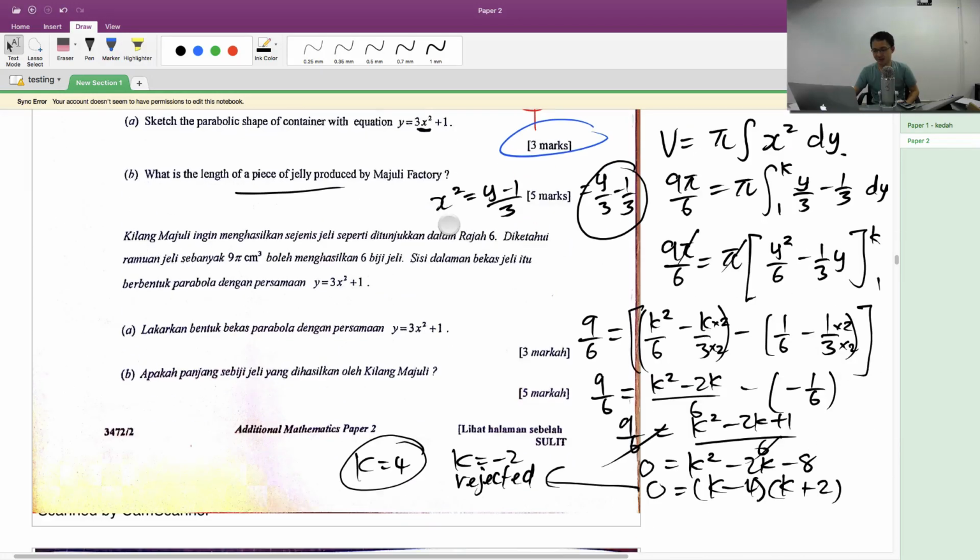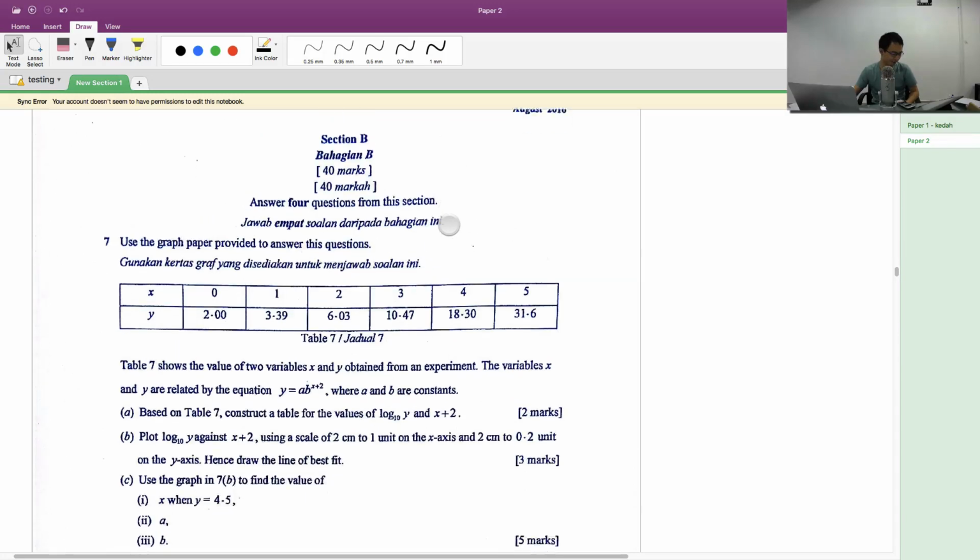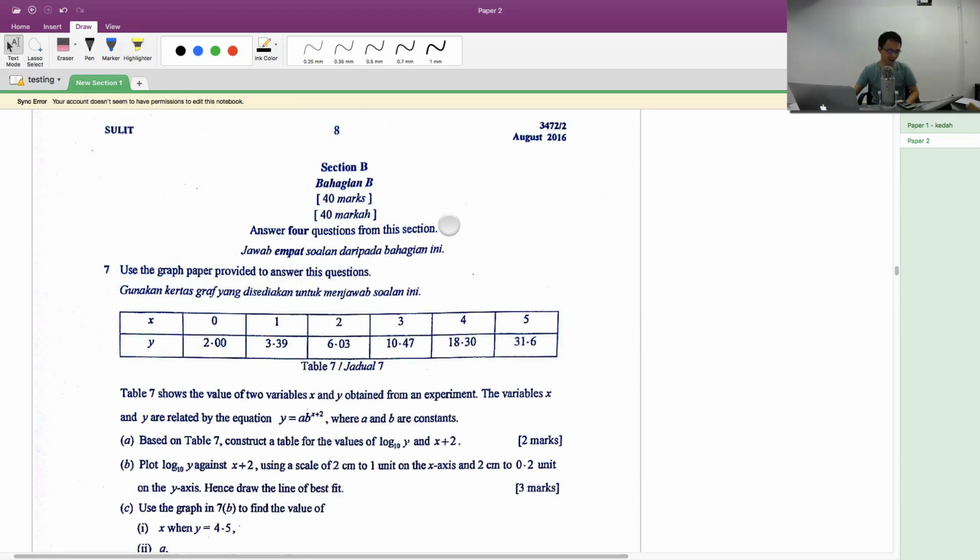Okay, anyway, if you can understand, we are going to move on to section B. Before we go to section B, anything you want to ask me?